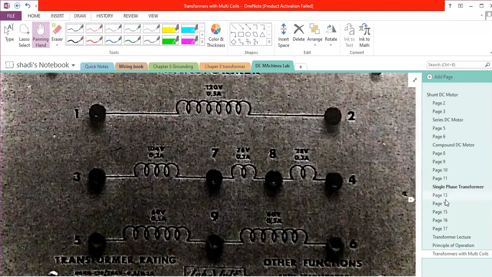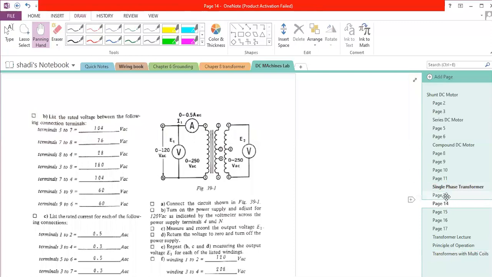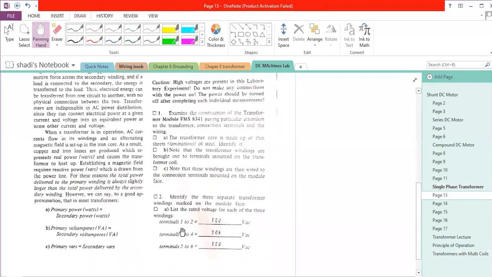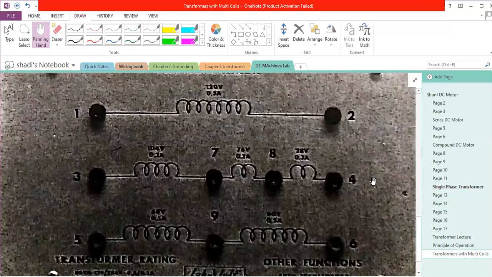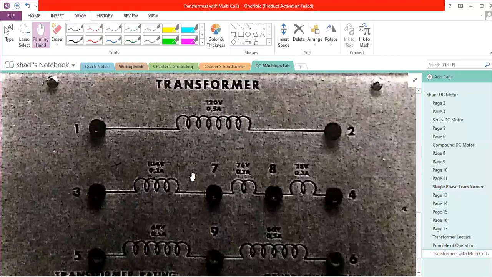Then you are asked to fill out the blanks here. Now, terminal 1 to 2, we will get 120. Terminal 3 to 4, where is terminal 3 to 4? 3 to 4, we will get 208, the summation, because if you put the voltmeter between 3 and 4, you will get the summation of all voltage which will be generated at these windings. By the way, 1 and 2 is connected to the power supply. So terminal 1 and 2, this coil is the primary, and all the other coils will be the secondary.